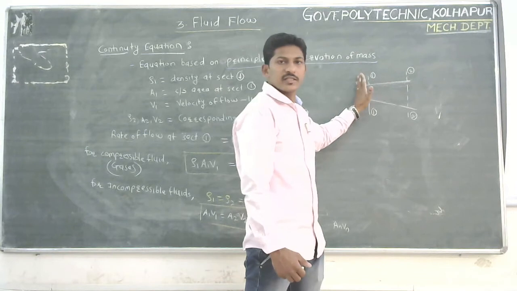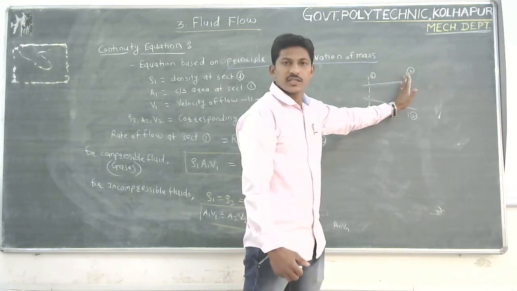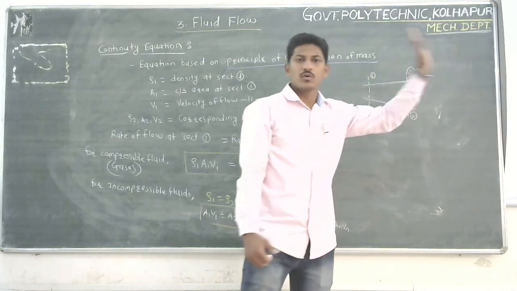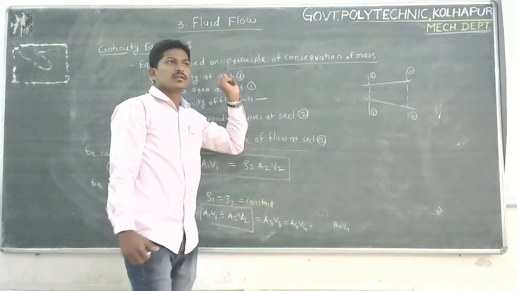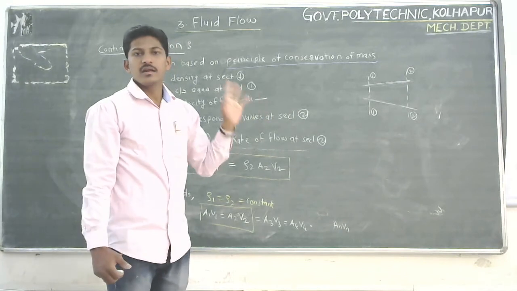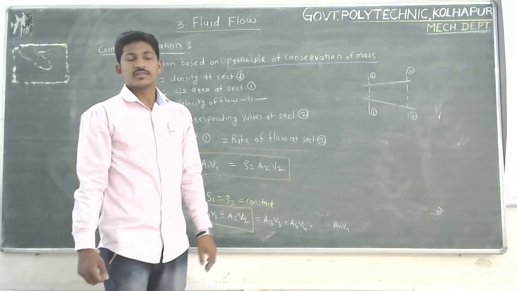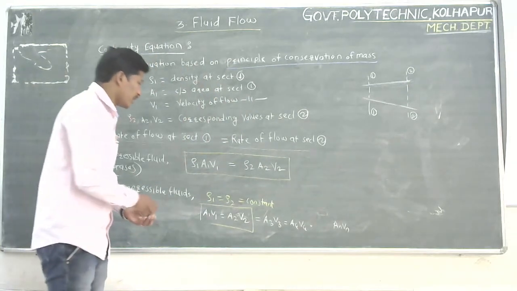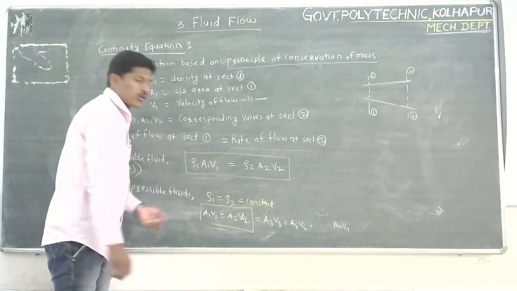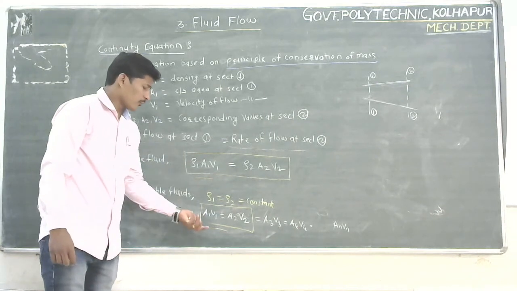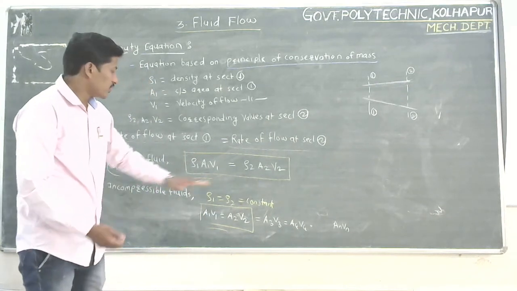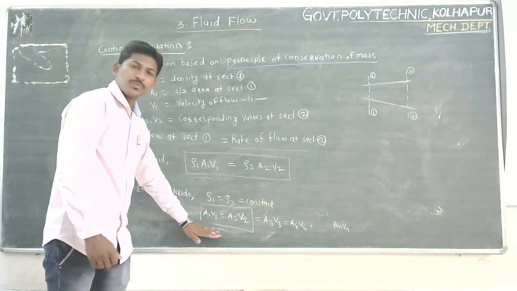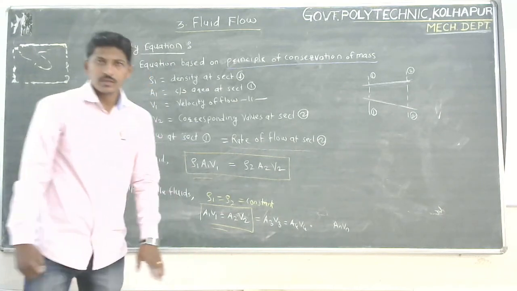The discharge at section 1 will be the discharge at section 2, will be the discharge at section 3, will be the discharge at section 4. In short, the discharge will remain constant. So this is the continuity equation. This is very important from a numerical point of view. This is for compressible fluids, and this is for incompressible fluids. Okay. Thank you.